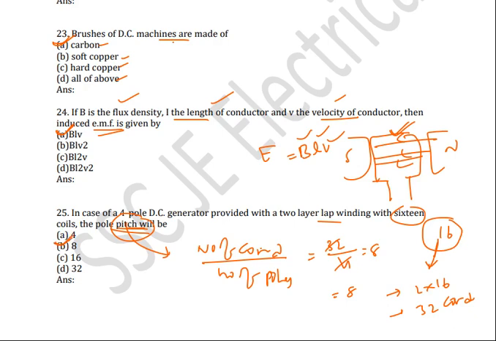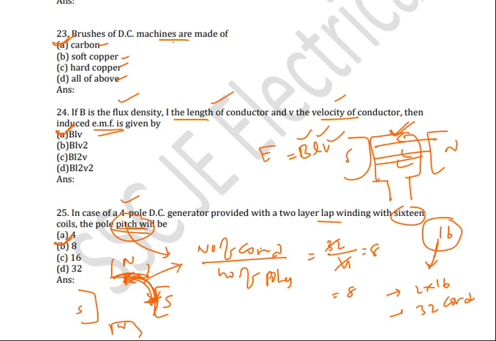Again I am discussing. See here, pole pitch is nothing but the peripheral distance between two adjacent poles, from the center of this pole to the center of the adjacent pole. This is the north pole, this is the south pole, this is the north pole, this is the south pole in case of a 4-pole DC machine. So the peripheral distance between two adjacent poles is the pole pitch. We calculate it using this formula: pole pitch is number of conductors by number of poles.